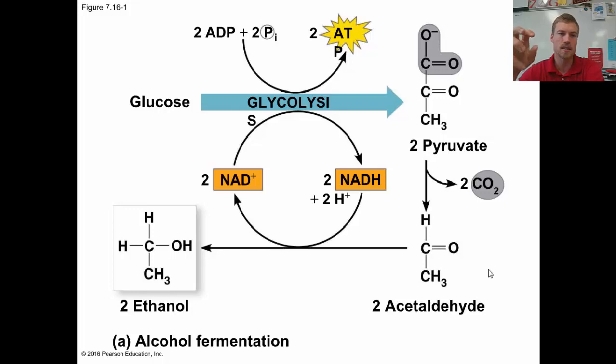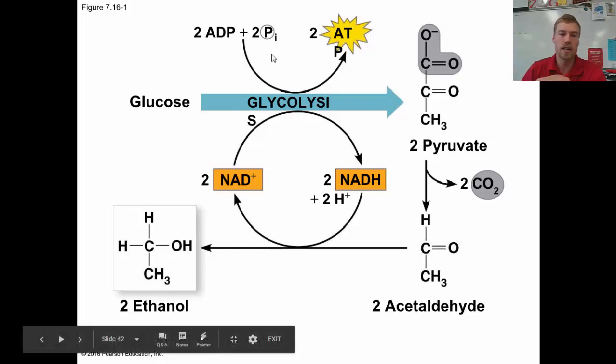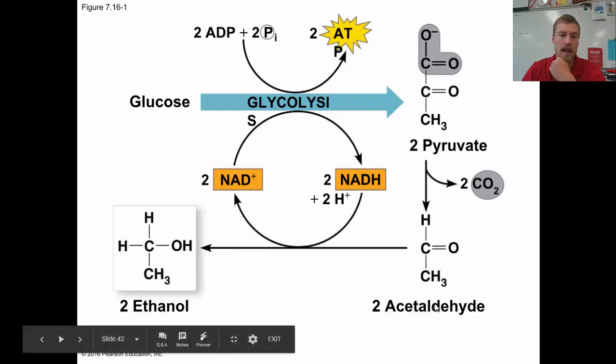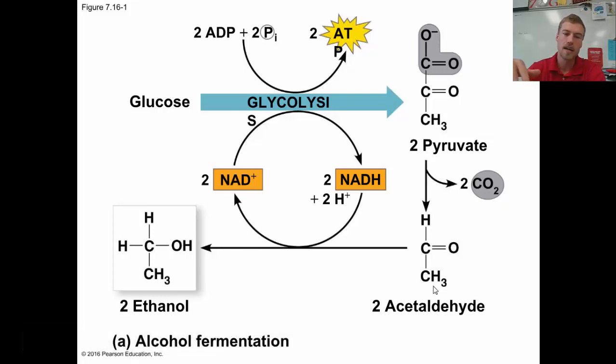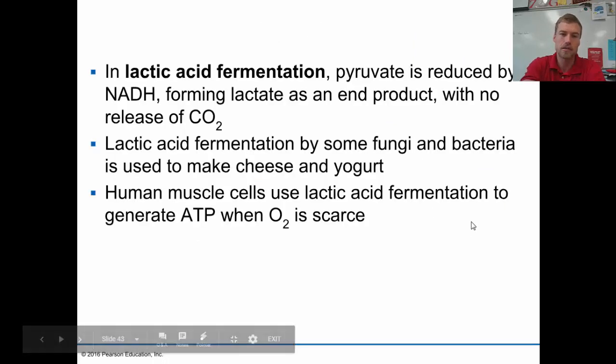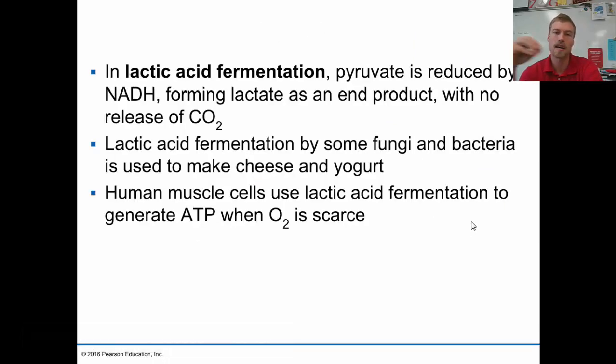Here is the process of the alcohol fermentation. You have glucose going through glycolysis, producing the 2 pyruvates. The NADHs are still produced, but those NADHs are then used to change the acetaldehyde, which is one of the intermediate steps, into the ethanol, and the ethanol is then able to be released. This also, again, produces the CO2, which is what makes the bread and yeast rise, or yeast bread rise.